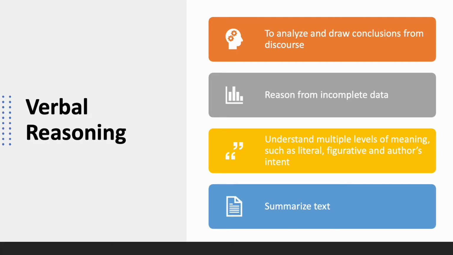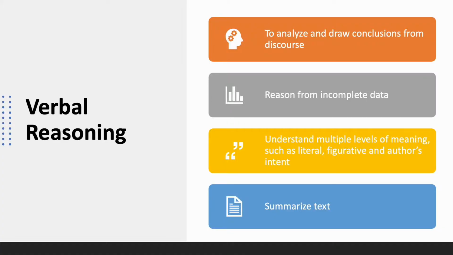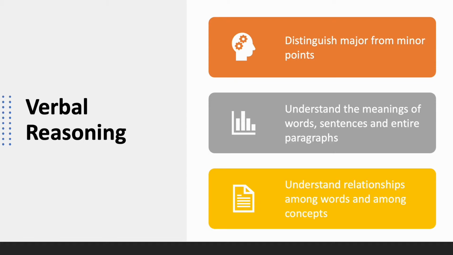Now we will further dissect each section in detail. What is the purpose of verbal reasoning? This section evaluates if a student is able to analyze and draw conclusions from discourse, like a discussion. It can reason from incomplete data, if some incomplete information is provided, and whether the student is able to draw reasoning. There are multiple levels of meaning such as literal, figurative, and author's intent. So does the student have the ability to understand those? If students are given a paragraph, can they summarize the text? Can they distinguish major from minor points in written English? And do students understand the meaning of words, sentences, and even entire paragraphs?